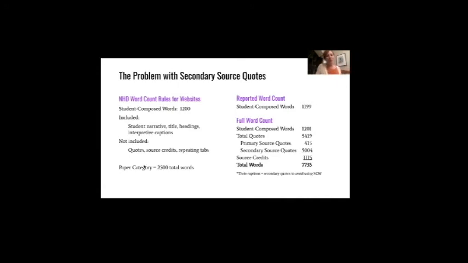So to compare to our word count for the paper category, kids who write a historical paper for History Day have a maximum of 2,500 total words. Now, the word counts for this project that you're looking at, the kids reported 1,199 student composed words. I went through this website and did a detailed word count. Took me about an hour to do it. And I counted just over 1,200 student composed words. So they know how to count student composed words very well. They're very close on that.